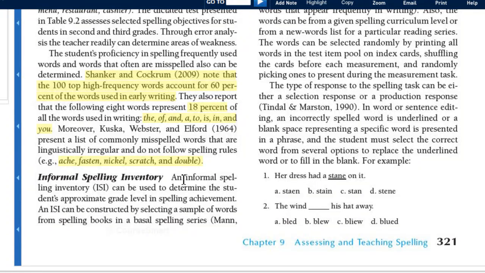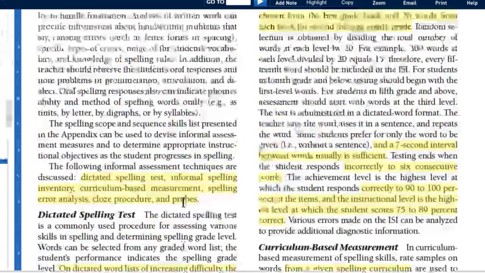How you would spell that word phonetically. And you'll see these words that they don't follow the rules. Then the next, go ahead and do that now and then come back. Then the next one here is this informal spelling inventory.